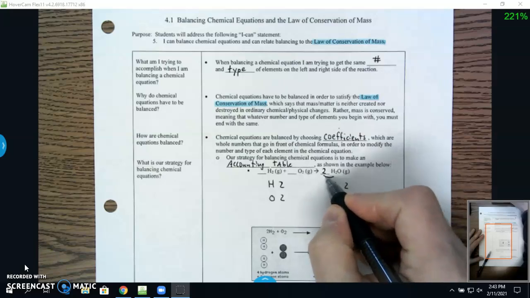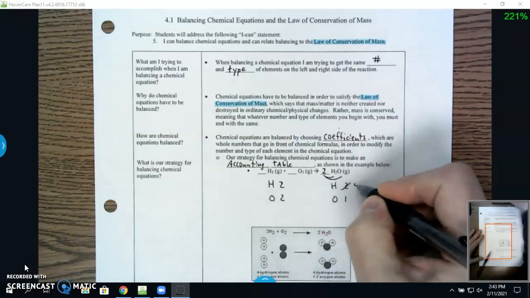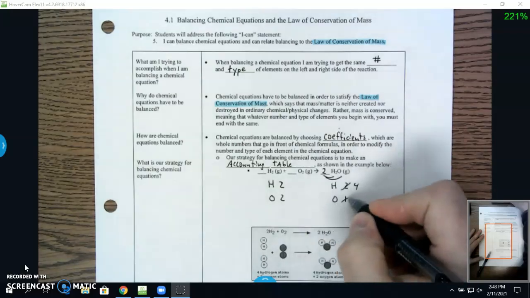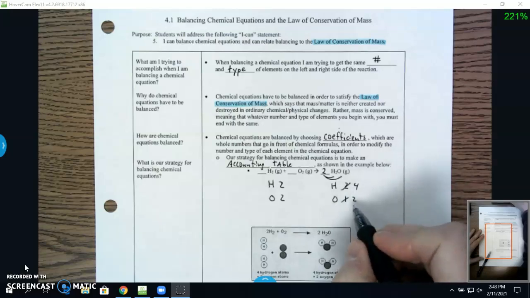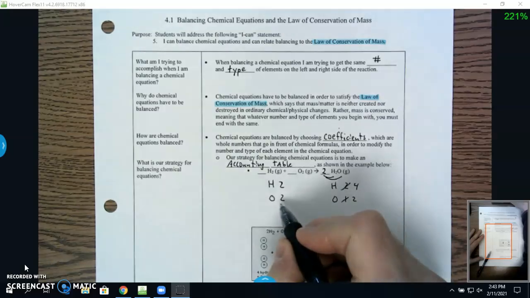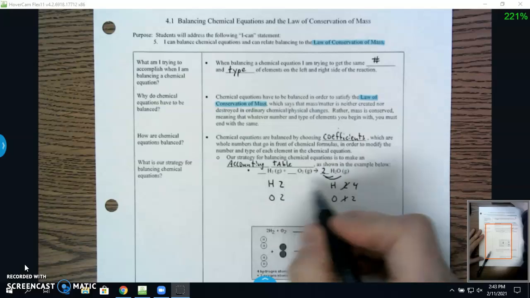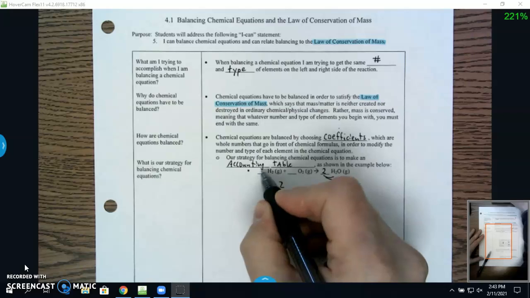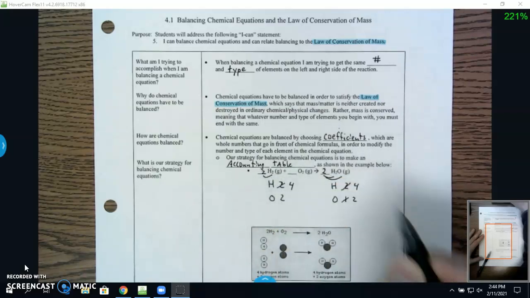Now I like to draw these swirly distribution arrows as a reminder that this is 2 times 2 hydrogen atoms, which is 4 hydrogen atoms, and also 2 times 1 oxygen. That gives me 2 oxygens. Now notice that we picked this coefficient which balanced out oxygen at the expense of unbalancing hydrogen. That happens sometimes. You'll just go to the left-hand side of the reaction arrow right now and pick the whole number coefficient 2 right there to balance out hydrogens.